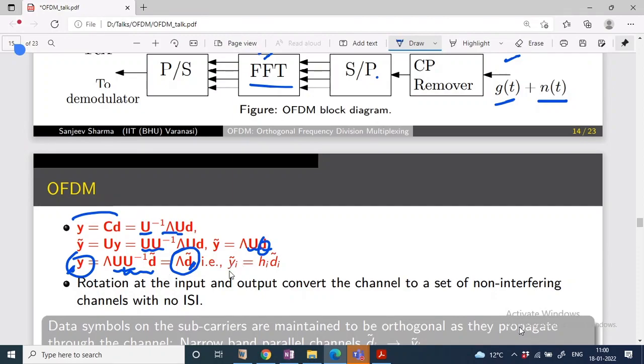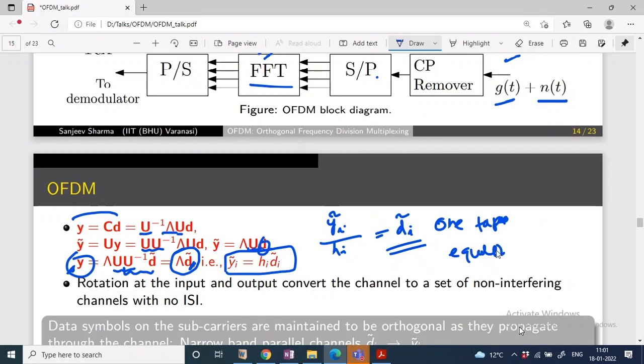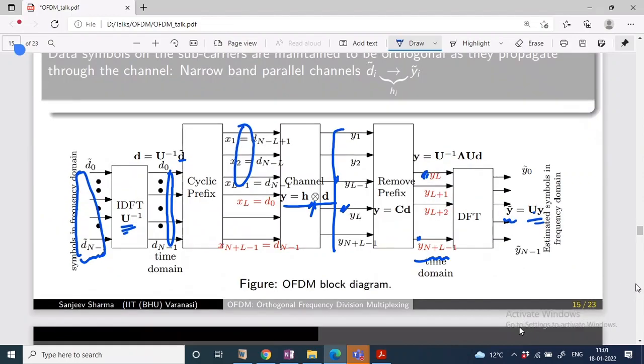So the ith subcarrier just has this kind of relation. Yi tilde is equal to Hi Di tilde. So only the ith carrier is just multiplied by a single factor Hi, that is a complex number. So at the receiver we have a simple equalizer: Yi tilde multiplied by the inverse of Hi. So you get Di tilde. Okay. So that is a one tap equalizer. One tap equalizer. Okay.